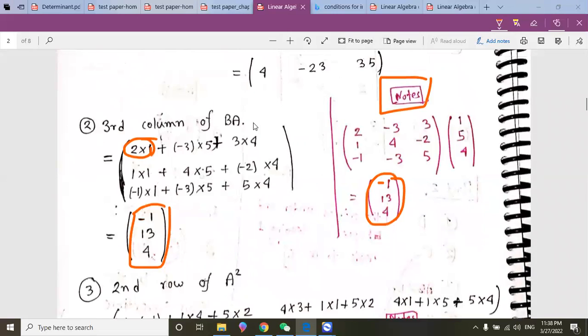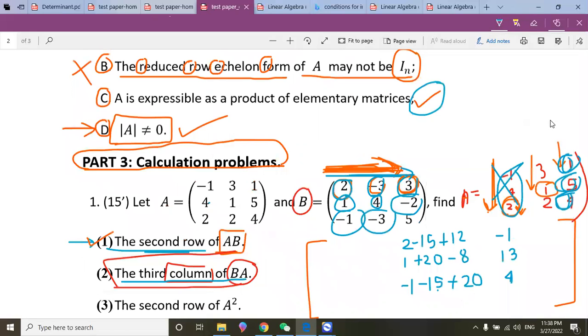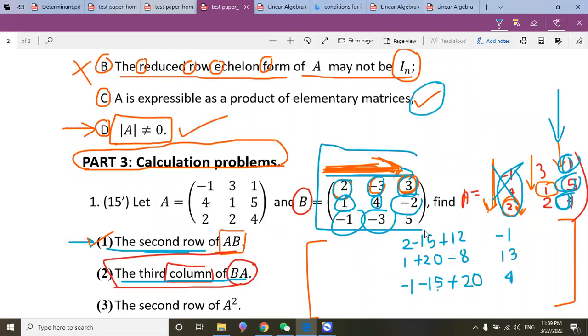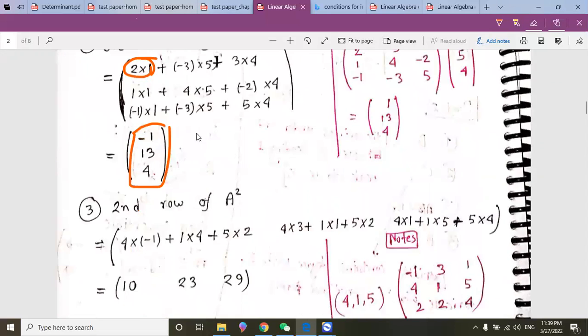So Jem, can you understand this one? Just take the third column from the second matrix, and take all the entries from the first matrix, and then you just do the same, like left to right and top to bottom. Yeah. So let's see the next one.